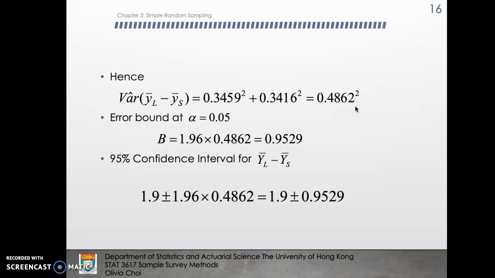If we are not explicitly told the confidence level or significance level, we usually use 95%. So the bound of error is 1.96 multiplied by the standard error, which is the square root of the variance. That is about 0.9529. So 1.9 plus or minus 0.9529 gives a confidence interval. If the confidence interval is entirely greater than 0, then 1.9 is significantly different from 0, so we can say that the mean earnings of the large firms is significantly different from the smaller firms.